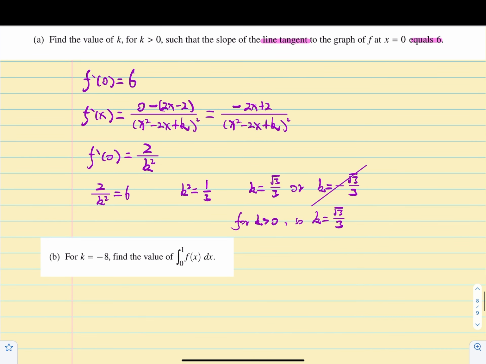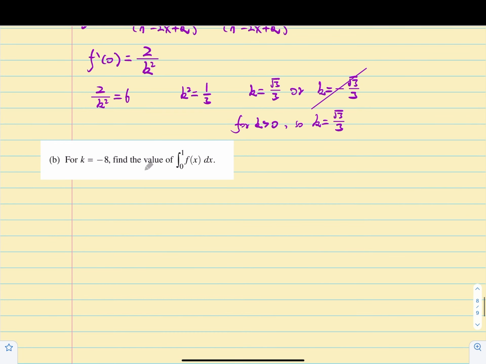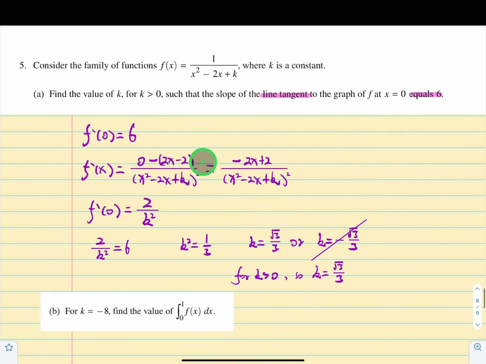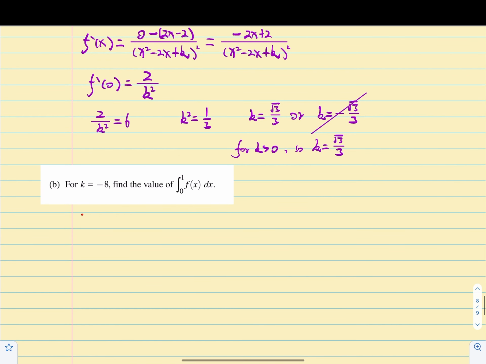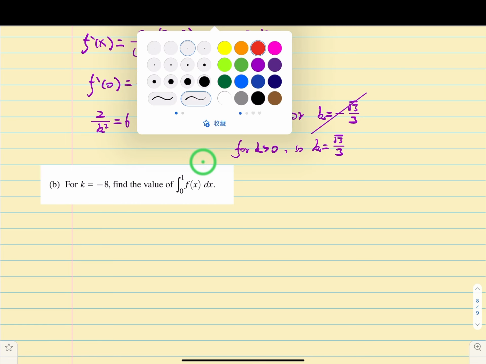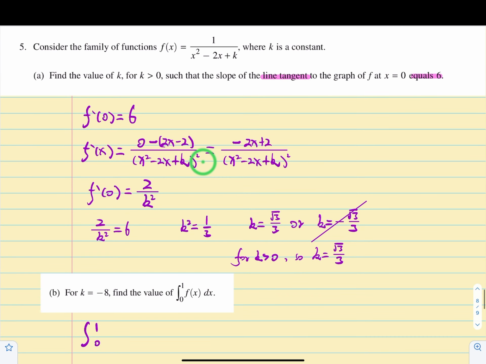Okay, let's continue with question B. For k equal to negative 8, find the value of the integral from 0 to 1 of f(x) dx. Let's do this together. So we have the integral in here. Let me change the color. So the integral of f(x) when k is equal to negative 8.